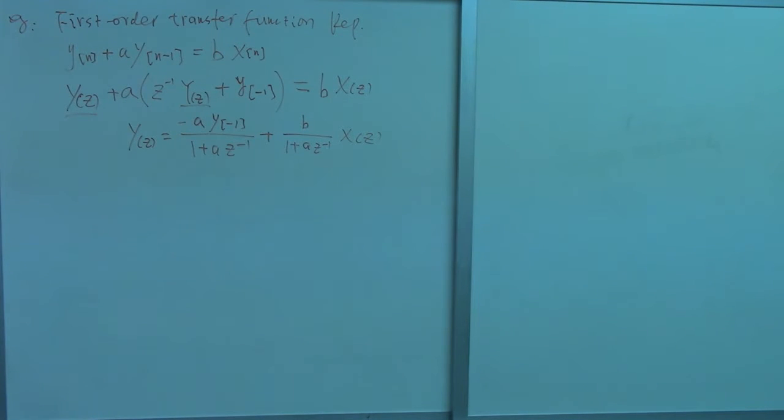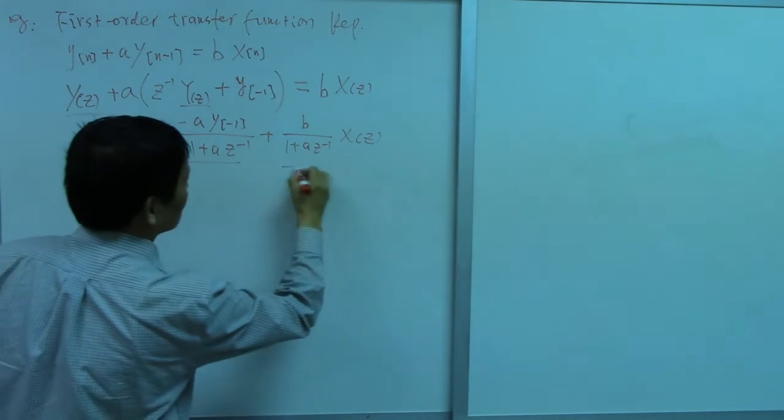Any questions so far? Okay. The next step is very straightforward. We just take the inverse z-transform, then we can find the output. Before that we want to discuss: in the output we have two terms. This one and this one.